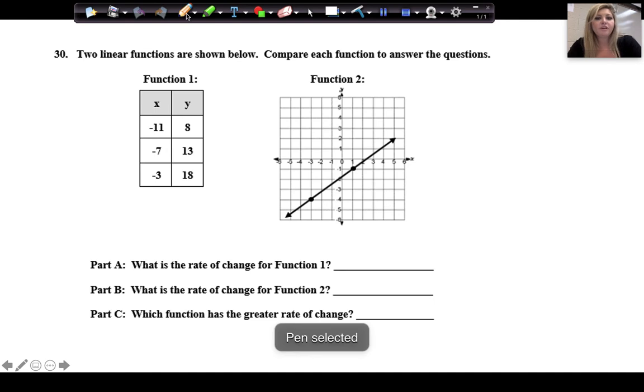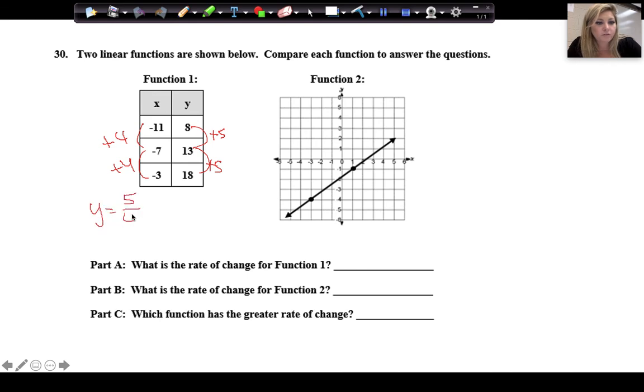Two linear functions are below. Compare the functions. So again, we need to do change in y over change in x. So this is y equals 5 over 4x. And then here, rise over run. Up 1, 2, 3. Over 1, 2, 3, 4.